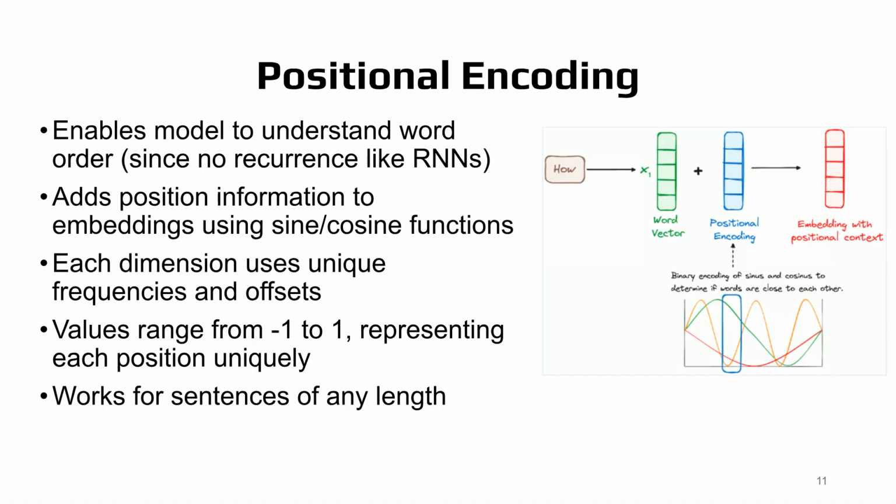Positional encoding solves a critical problem. Without recurrence, how does the model know word order? The solution is elegant. We add position information directly to the embeddings using sine and cosine functions at different frequencies. Each position gets a unique encoding. The values range from -1 to 1. Different dimensions use different frequencies. This approach generalizes to any sequence length. We don't need to train on specific positions.